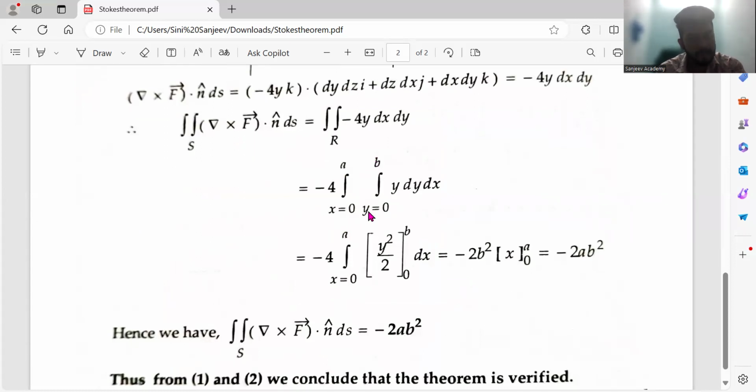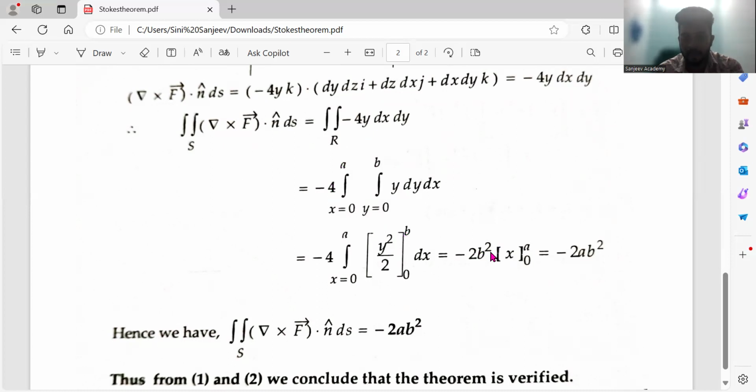If you're doing y first, then integrate with respect to dy. Why can't I do the integration directly with respect to x? Because x is not there, so it will become minus 4yx. This minus 4 I'll take outside and integrate with respect to y. So I'll get y square by 2, from 0 to b. Now that constant I can treat with x respectively. Clear?